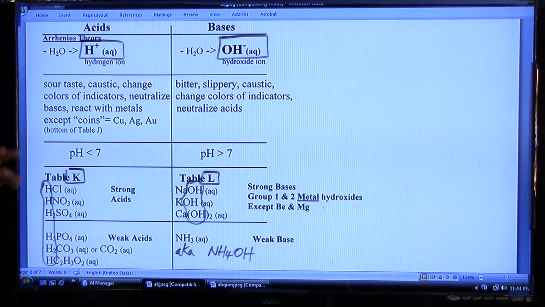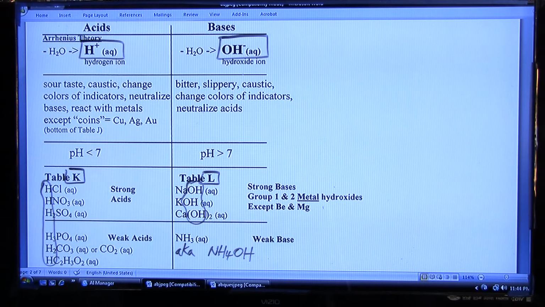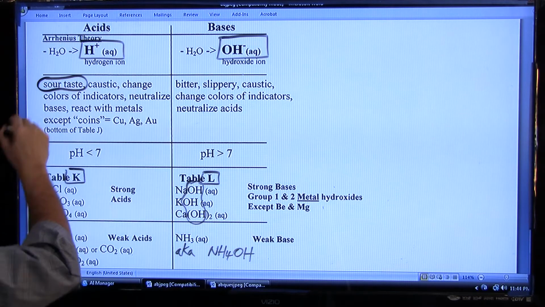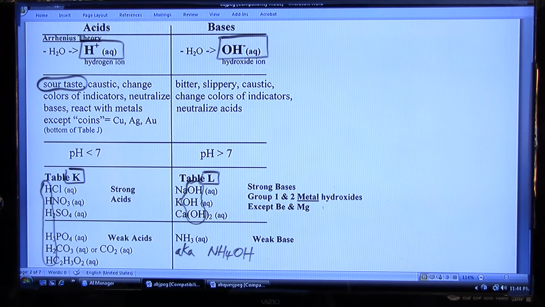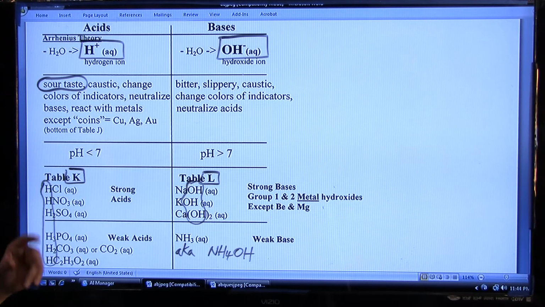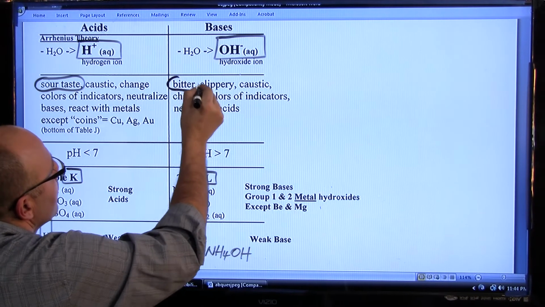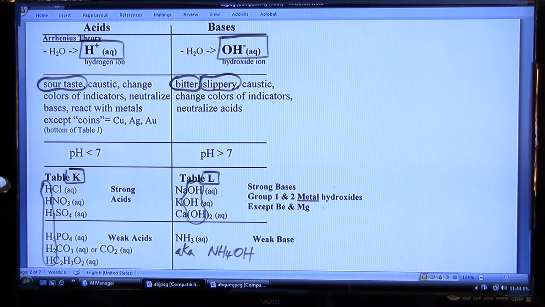All right, so now some properties that identify acids versus bases. Acids have a sour taste. So anytime you've had vinegar or lemon, anything sour, that's because of a weak acid that's present. Although the taste test is not a good idea to tell whether something's an acid or not. And bases, on the other hand, are bitter. And they also have a slippery or slimy feeling in between your fingers.